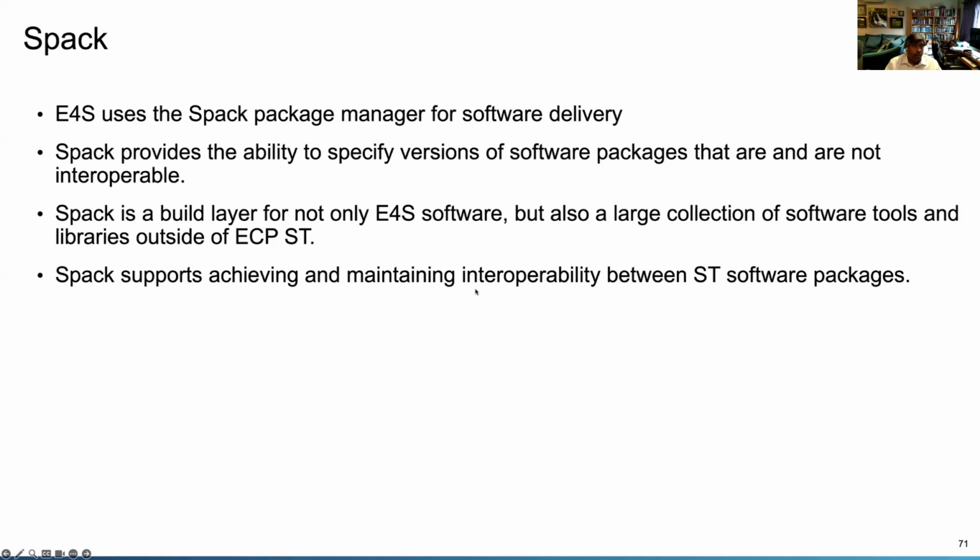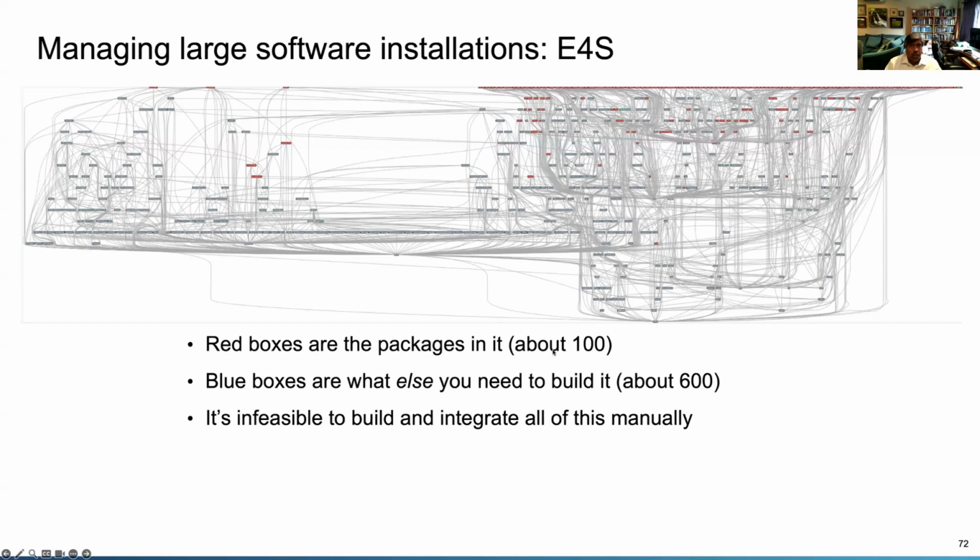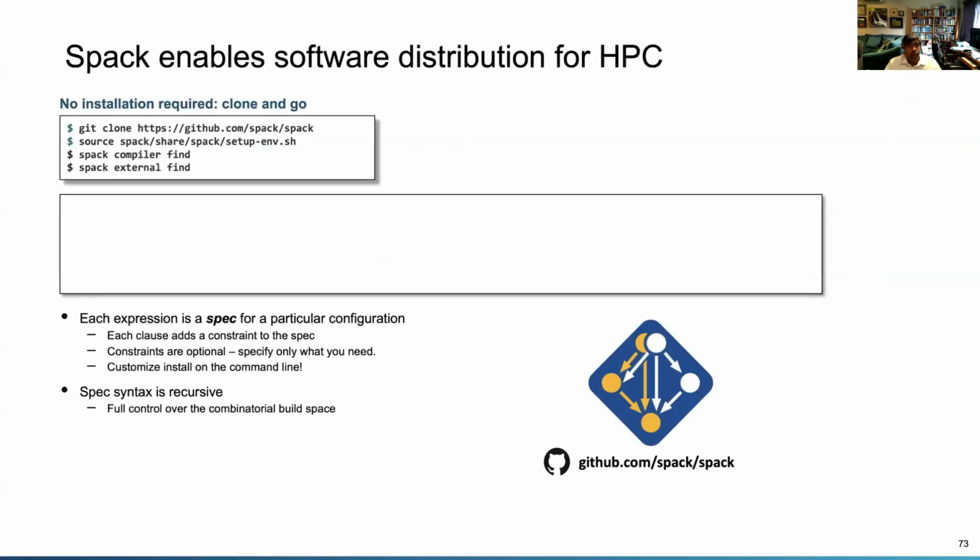Spack is the underlying technology used by E4S. It's the package manager. And to use Spack, all you need to do is just launch the spack command. But to manage the complexity of E4S, you can see that to build the 100-odd packages in E4S, which are shown in red, you have 600 other packages that need to be built. And it's not feasible to do this manually.